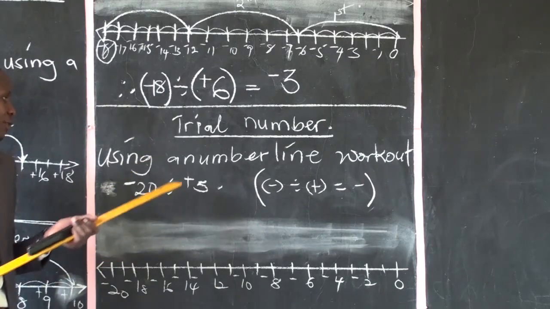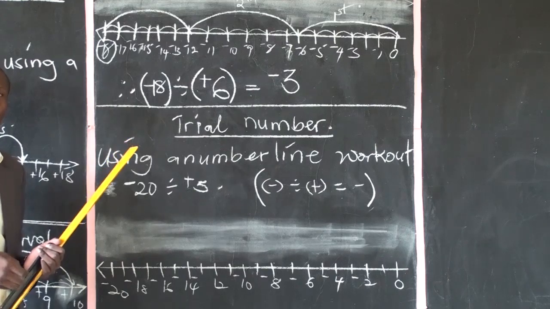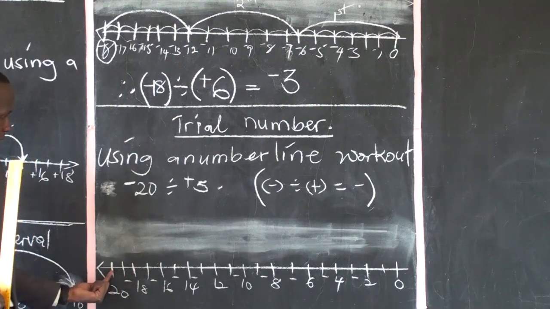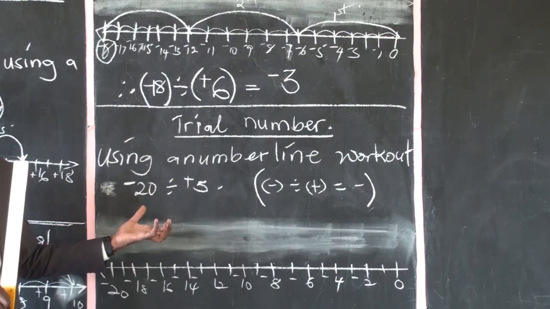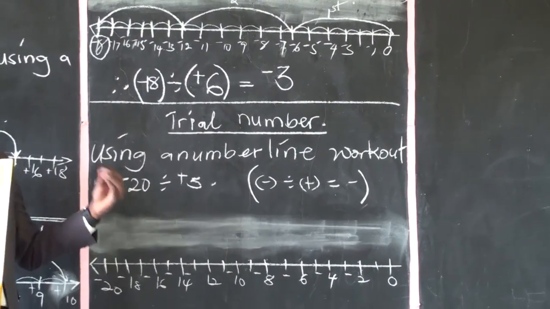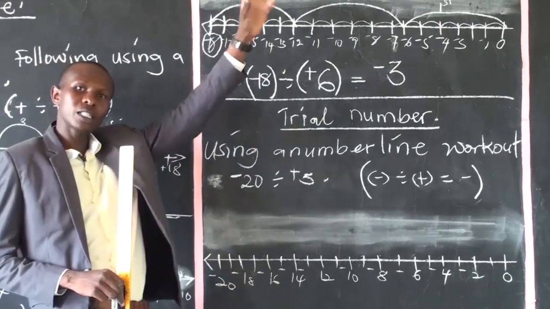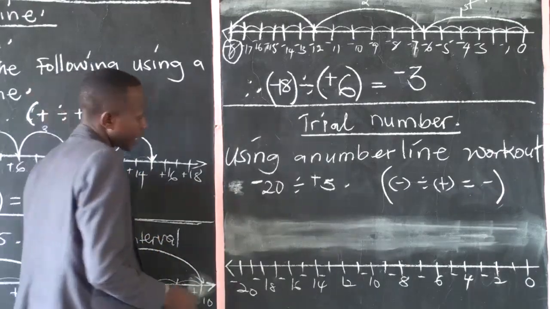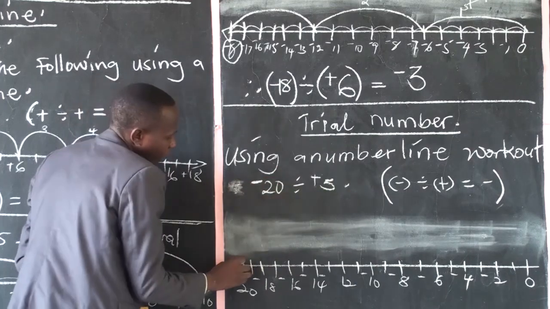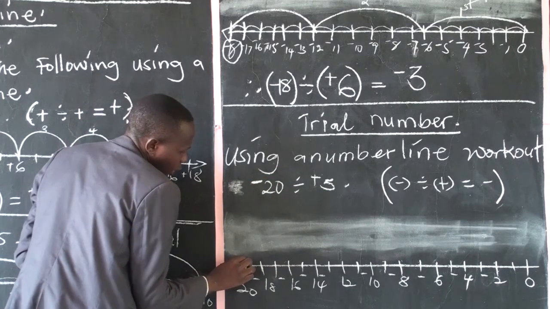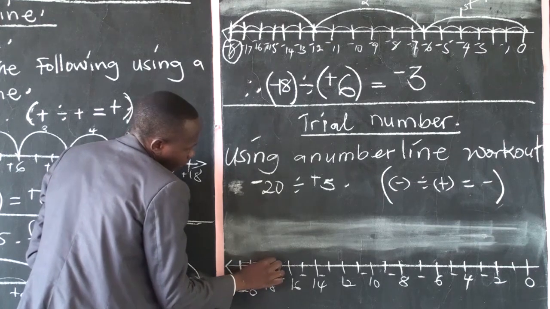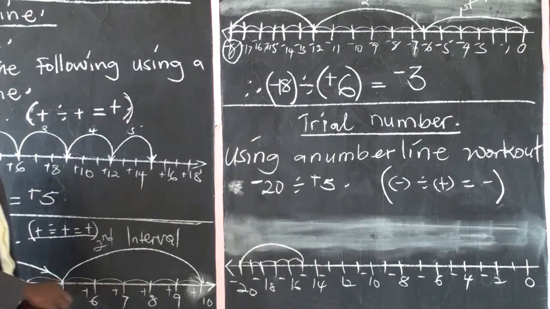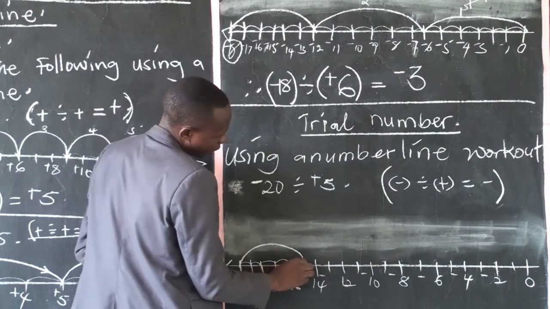Just like I've said, division is repeated subtraction. I can begin from 20 and keep removing groups of 5 until I reach 0. Or else I can also start from 0 coming to 20. So for this case, let's start from 20. 20 divided by 5, so I'll be subtracting 5 steps. I'll say 1, 2, 3, 4, 5. This is the first interval. But I want to go up to 0. I stand here and say I've not reached 0.